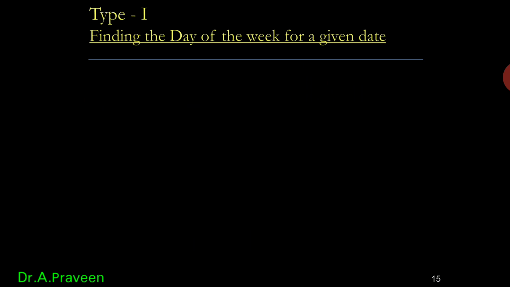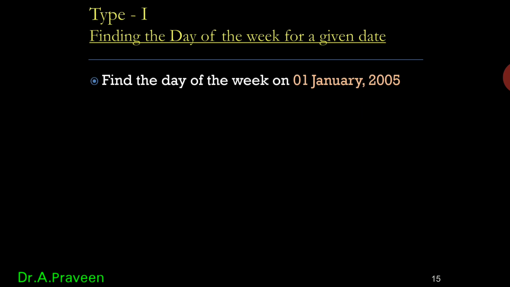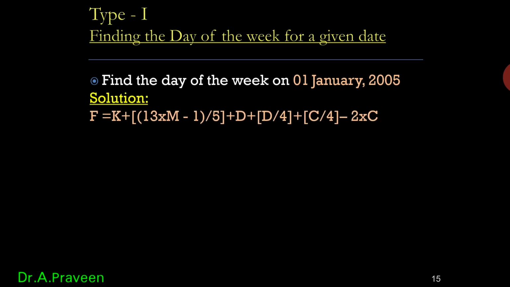One more example of this type. Find the day of the week on 1st January 2005. So here is the ZLS formula. Here k equals 1, m is 11, because January, the month number is 11. Because January and February are counted as the 11th and 12th months of the previous year, the year given here is 2005. We should not take 2005. We have to take 2004 instead.